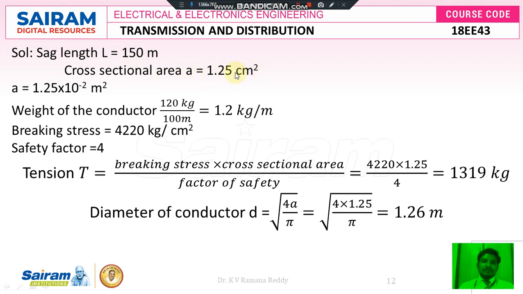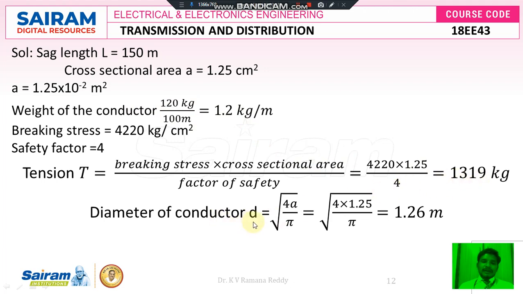If I convert this 1.25 centimeter square into meters, it becomes 1.25 into 10 to the power of minus 4 meter square. And the weight of the conductor is given as 120 kg per 100 meters, so you can write that as 1.2 kg per meter. Next, breaking stress is given as 4220 kg per centimeter square, and factor of safety is also given as 4. From here, tension capital T is equal to breaking stress into cross-section area divided by factor of safety. Here breaking stress means 4220 kg into cross-section area, 1.25 into 10 to the power minus 2, divided by 4. So it is 1319 kg.